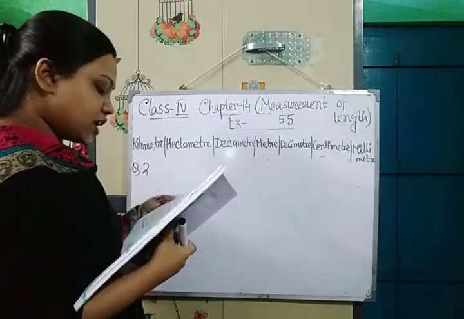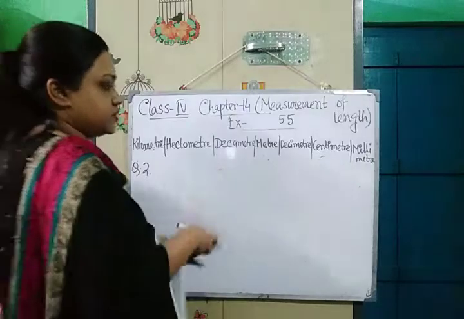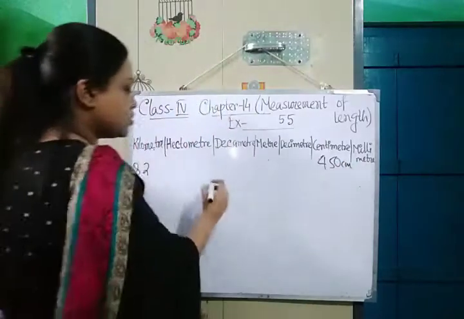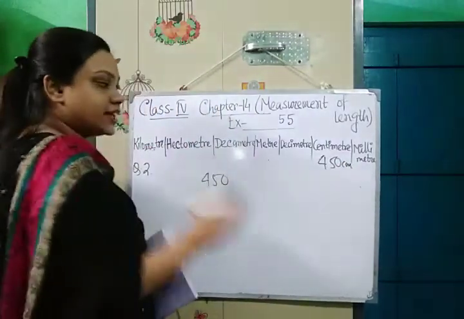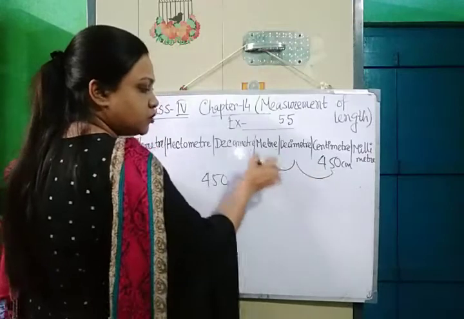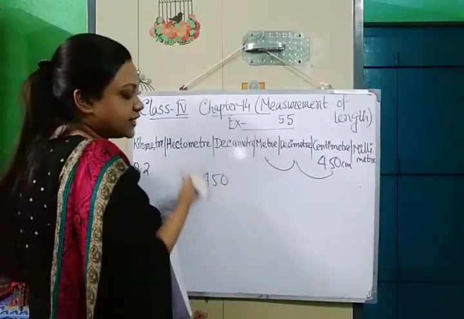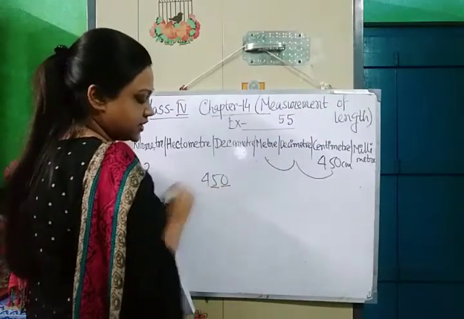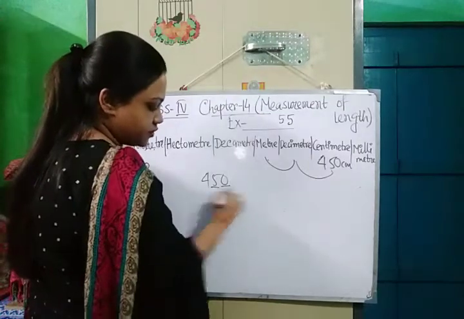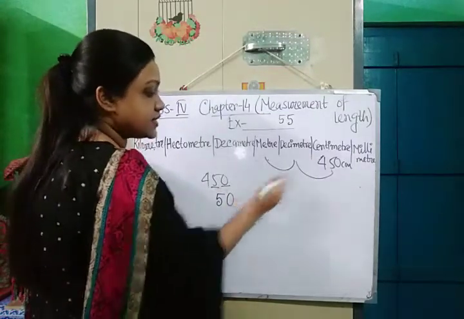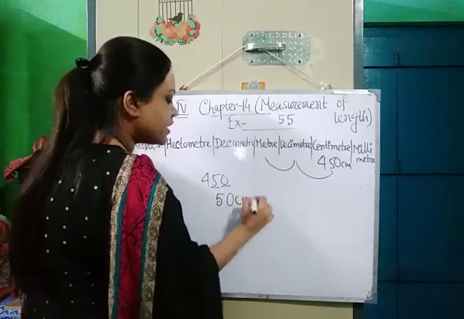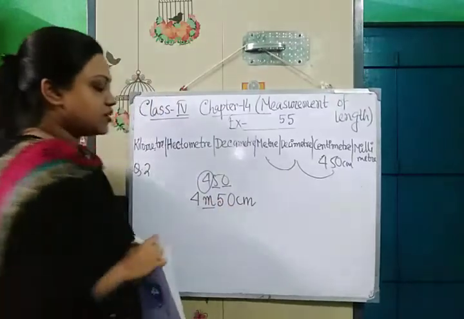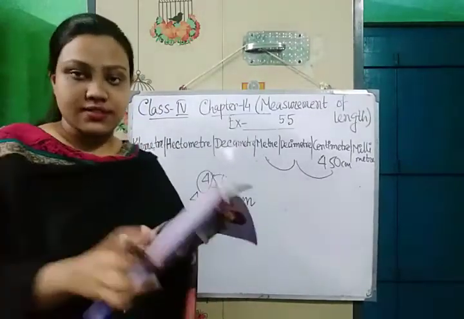450 centimeter. So we have to convert it again to meter. 1, 2 places we are moving to the left, so we will take 2 digits from the end of the number. 1 digit, 2 digit. That means 5, then 0. So 50 will be in centimeter, and the remaining digit will be in meter. So 4 meter 50 centimeter is the answer.